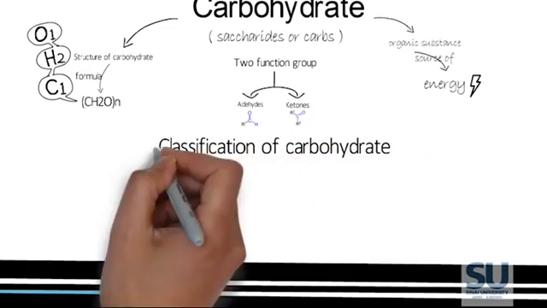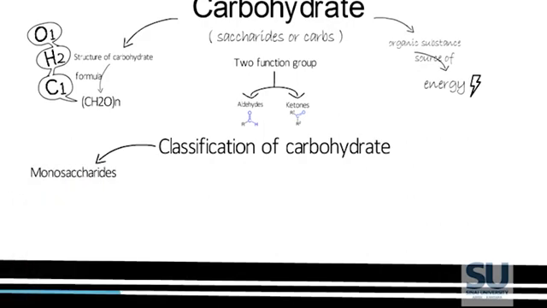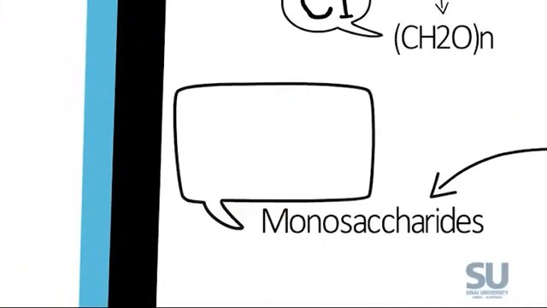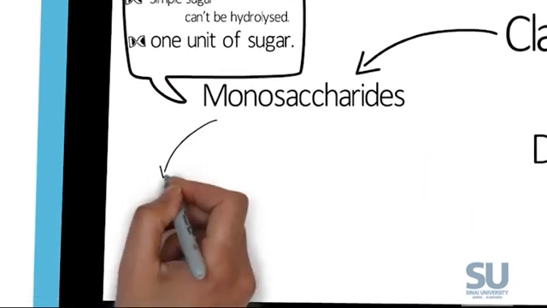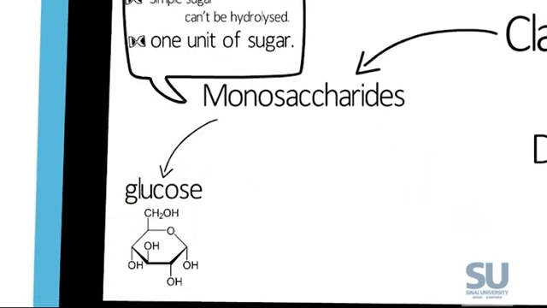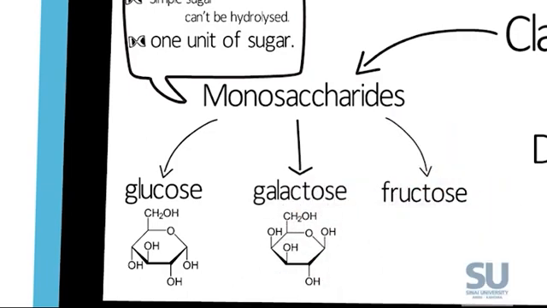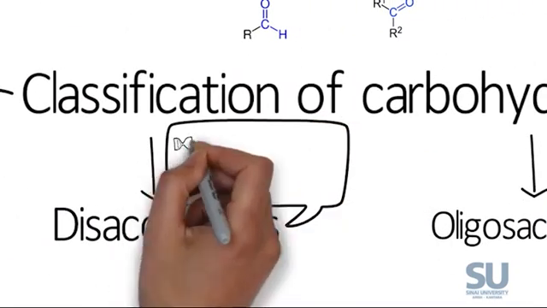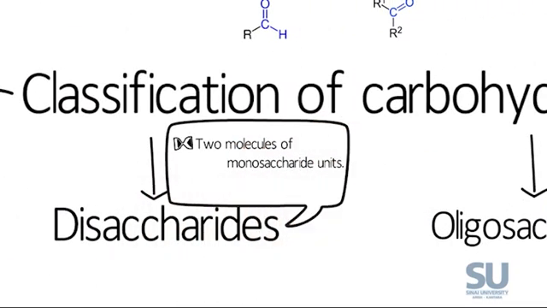Then we're going to talk about the classification of carbohydrates. Carbohydrates are classified into monosaccharides, disaccharides, oligosaccharides, and polysaccharides. Taking the first kind of carbohydrates, the monosaccharides. It's a simple sugar that cannot be hydrolyzed and consists of one unit of sugar. For example, glucose, galactose, and fructose.